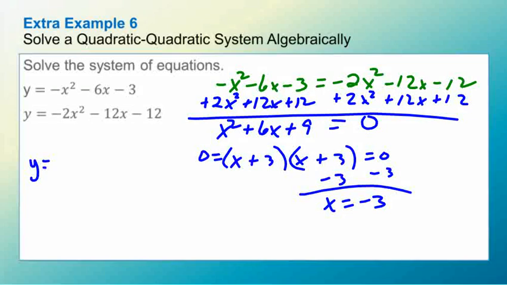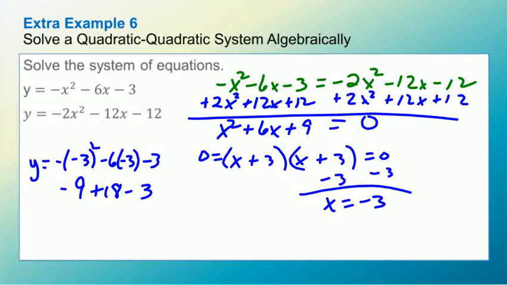So y equals negative 3 squared minus 6 times negative 3 minus 3. Negative 3 squared is 9 times negative 1 is negative 9, plus 18, minus 3. Negative 9 plus 18 is 9. 9 minus 3 is 6. So my ordered pair would be negative 3 and positive 6.